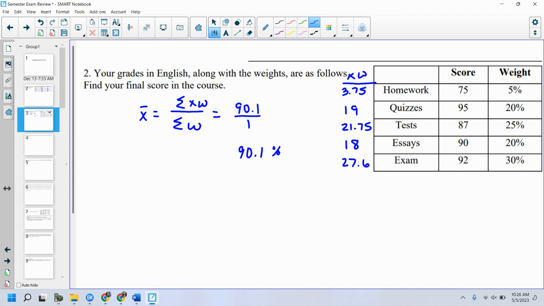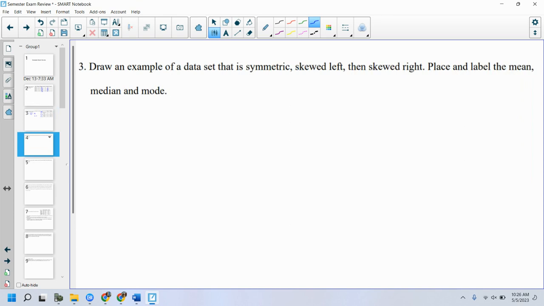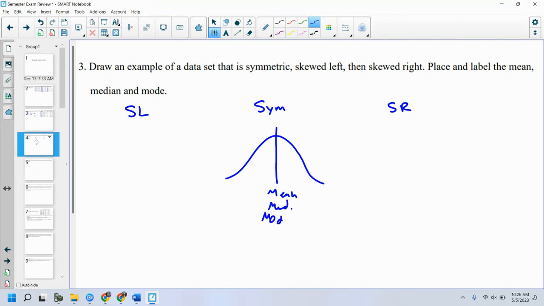All right, let's take a look at number 3. Draw an example that is symmetric, skewed left, skewed right, and place and label the mean, median, and mode. All right, so let's put symmetric in the middle. Let's go skew left over here and skew right over here. Now symmetric, obviously, right here, where the mean, median, and mode are all in the center.